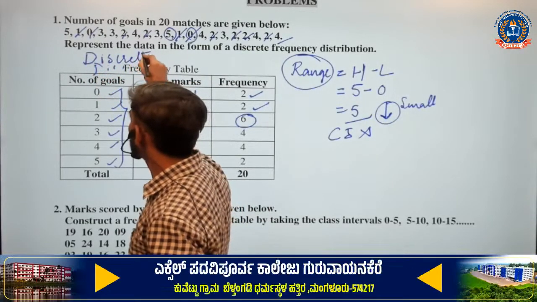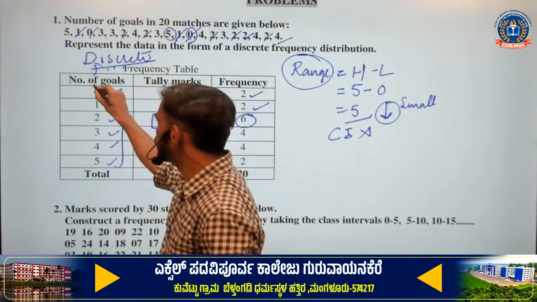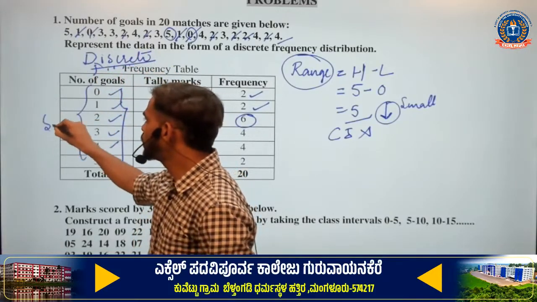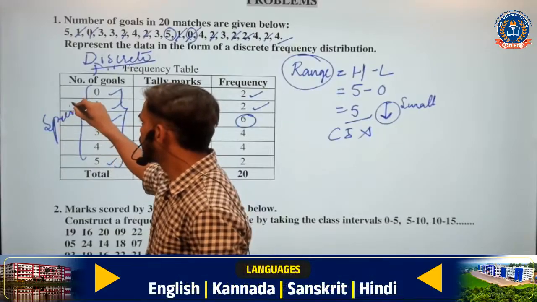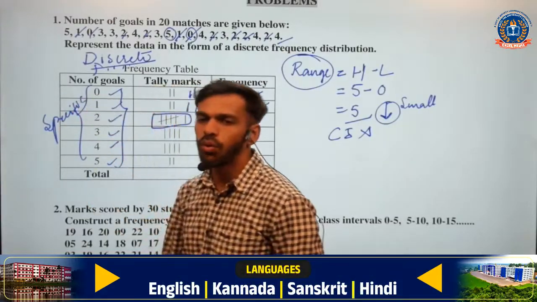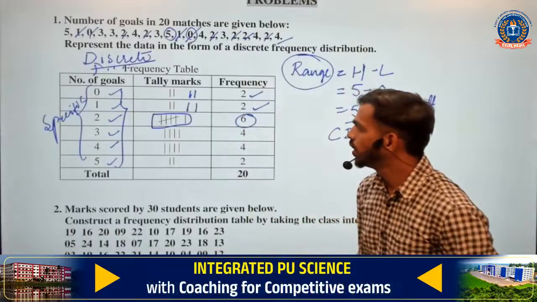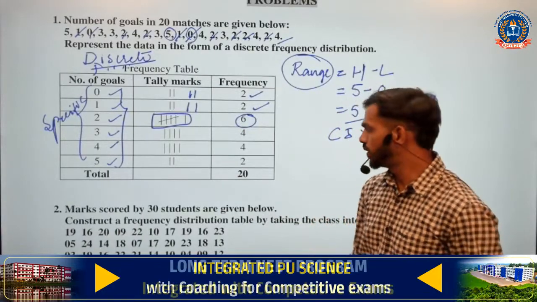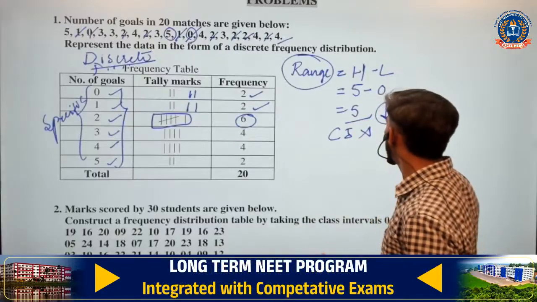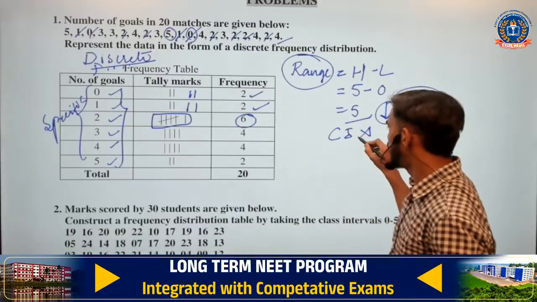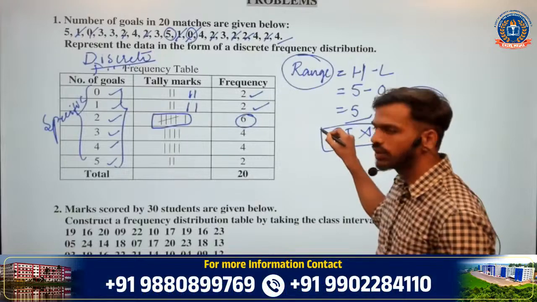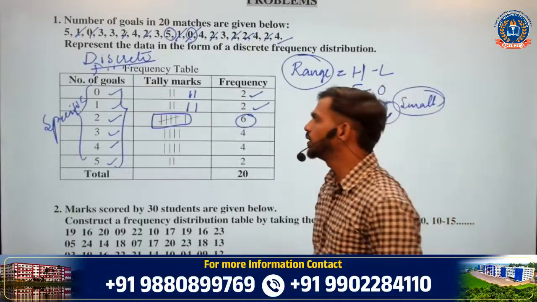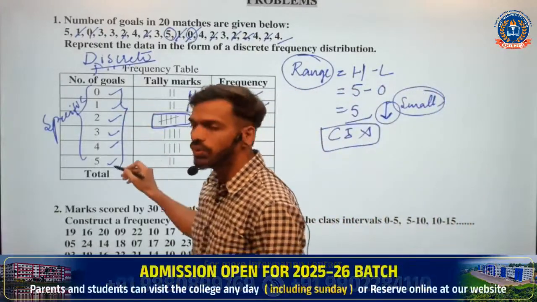So what is discrete here? Discrete means it will take only specific values. At that time we are not going for class intervals. In other words, we will have a very small range. At that time we will not go for class intervals; we will take only specific values.